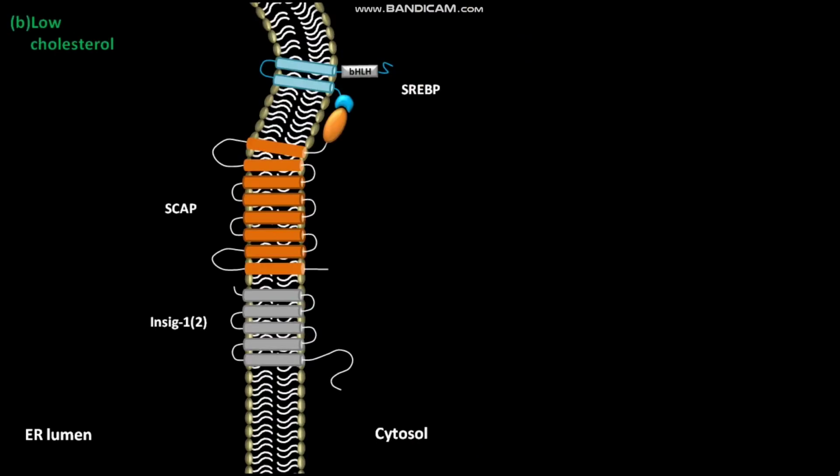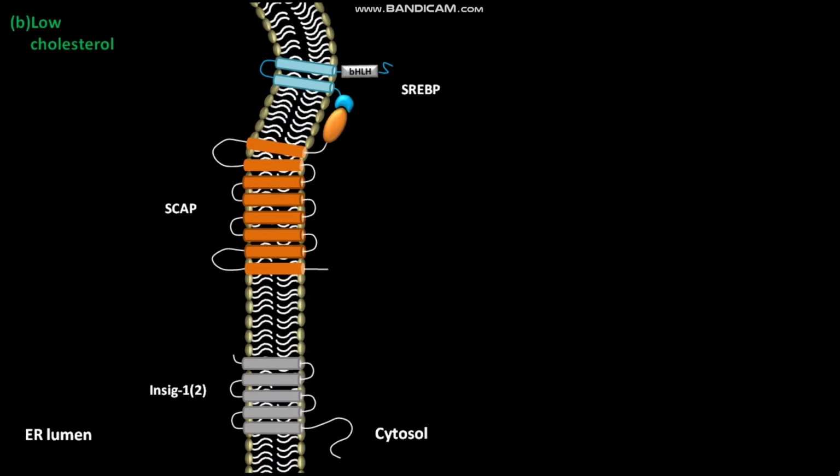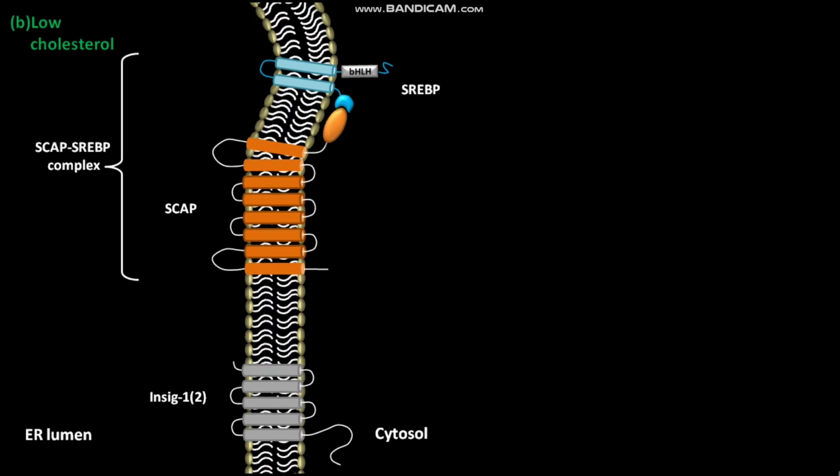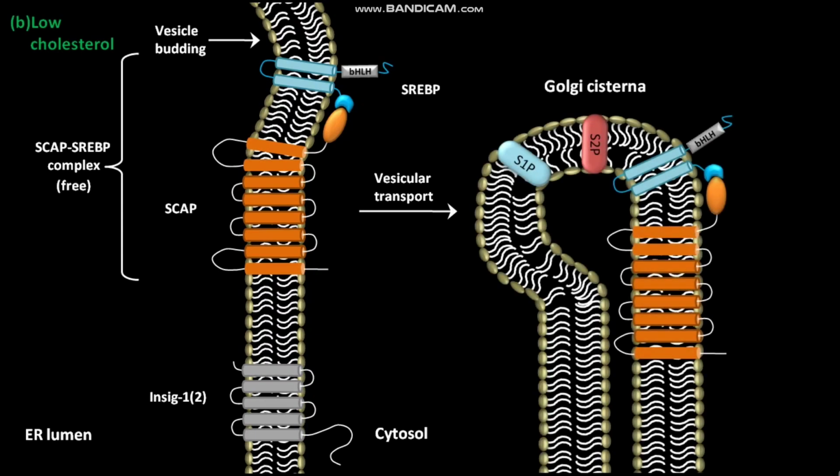At low cholesterol level, INSIG-1 or INSIG-2 dissociates from SCAP. Due to this dissociation, the SCAP-SREBP complex becomes free from INSIG-1 or INSIG-2. In the next step, vesicle budding occurs. In the next step, vesicular transport occurs. By this vesicular transport, the freed SCAP-SREBP complex moves to the Golgi cisterna.